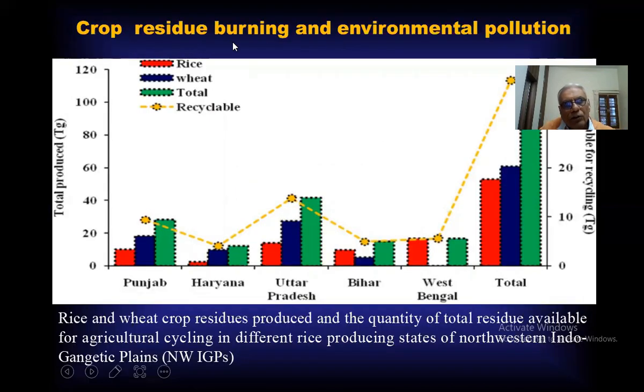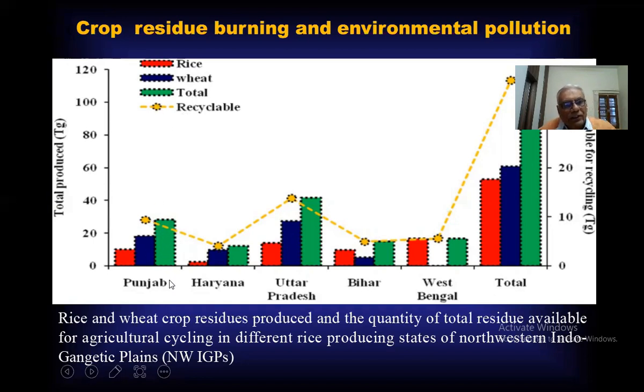Here you can see the crop residue burning and environment pollution. So here you can see Punjab, Haryana, Uttar Pradesh, Bihar, West Bengal, and total. The red color shows the rice residue, blue color wheat, and green color shows the total. And how much is recyclable is shown with the star.